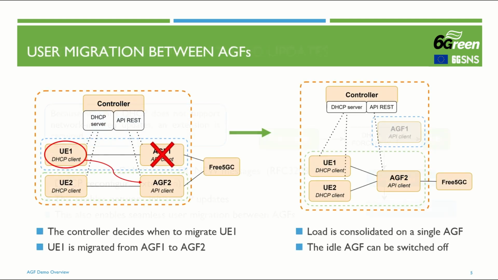Once the migration is triggered, the controller determines the optimal target AGF for the user. The selected user is then seamlessly moved from the source gateway to the destination one, while maintaining service continuity. As a result, traffic can be consolidated into a single AGF, allowing the idle gateway to be switched off. This approach improves overall resource efficiency and reduces energy consumption.